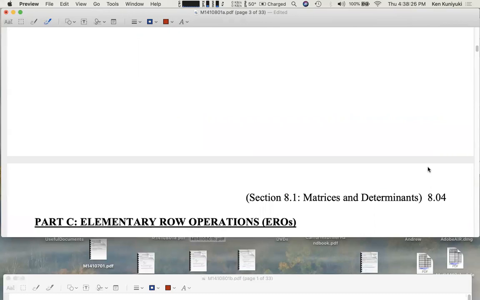Next up, we're going to talk about the kinds of operations we can perform on matrices, augmented matrices, in order to help us solve systems of linear equations. Next time.